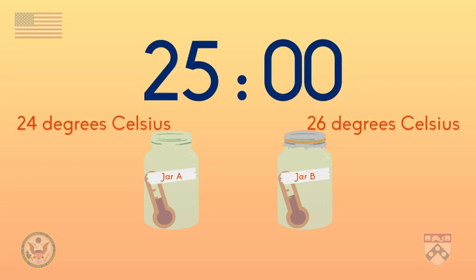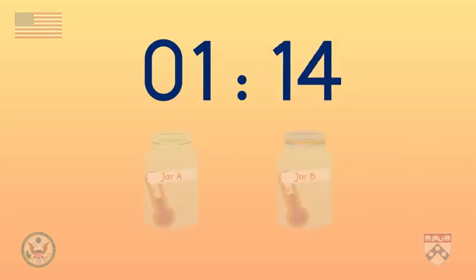25 minutes is up. Jar A's temperature stayed the same at 24 degrees Celsius, and jar B's temperature increased a little more to reach 26 degrees Celsius. Track this on your warming experiment chart.